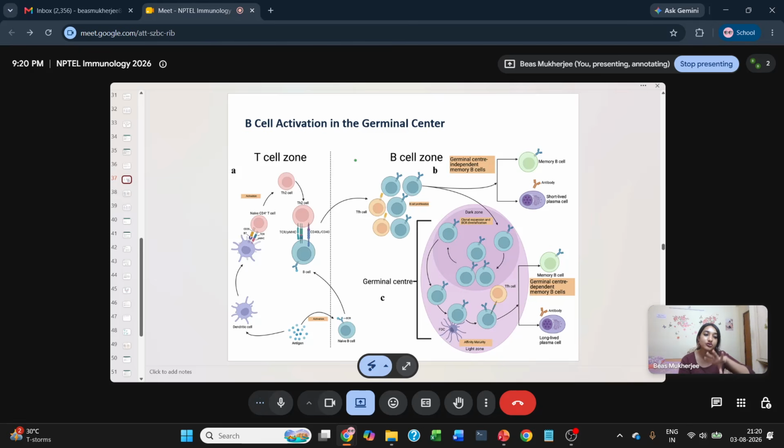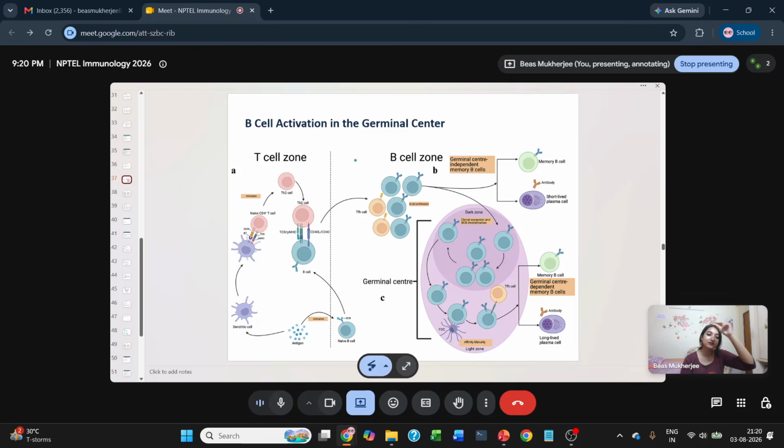Coming to the light zone. The light zone is light because here the cell division is relatively less. Fewer cells are there. They are spaced out. They are not appearing dark under the microscope. They are appearing light under the microscope, and there are spaces in between. So here what happens? Affinity maturation happens.